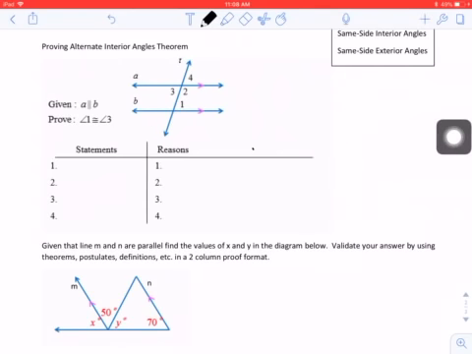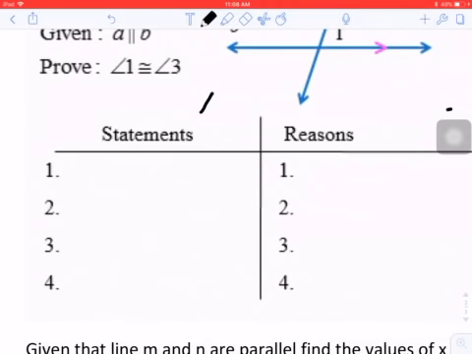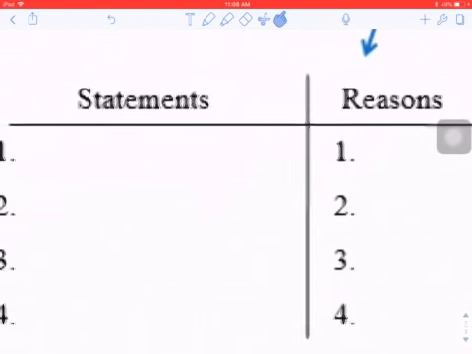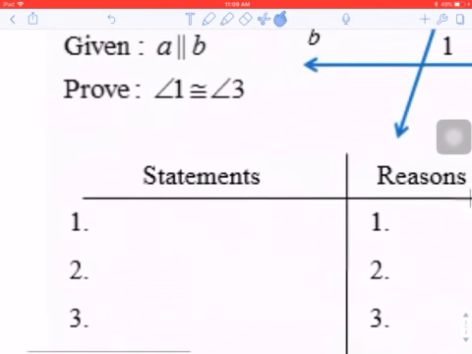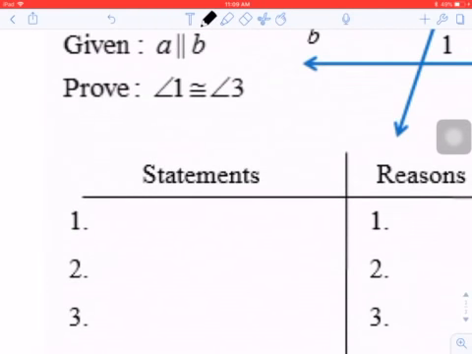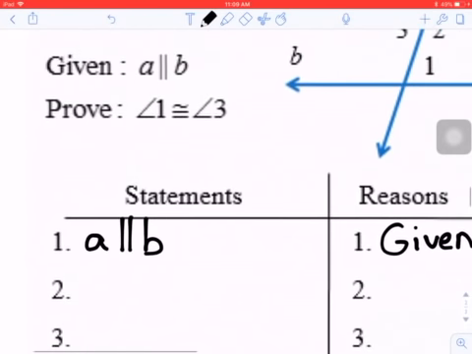Okay, so I'm going to expand this out a little bit because, like I said, I like to write big. They've already numbered our statements and reasons, so we know that we should have 4 statements and 4 reasons. So let's take a look and see what we can build here. Start with what you know. We have been told that A is parallel to B, so let's do that. A is parallel to B because it's given. And I'm going to start building from here.